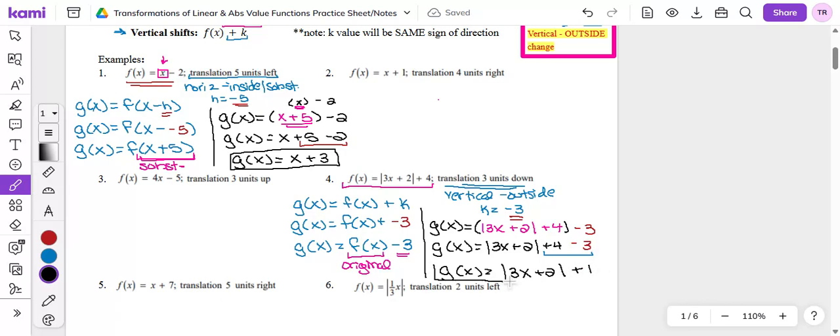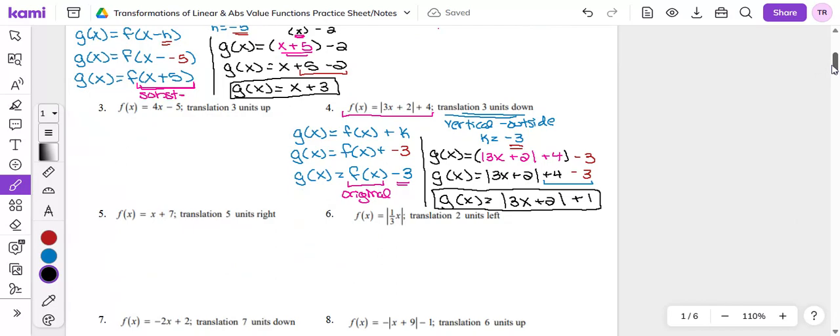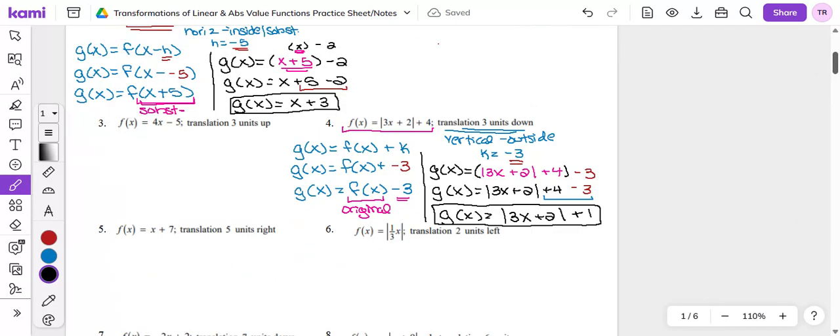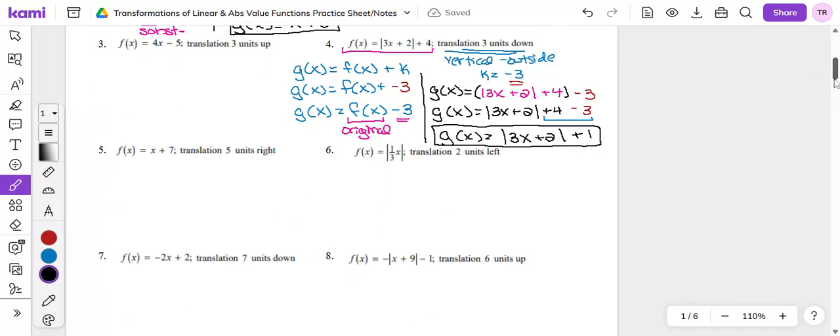Again, that would be my new function of g with my shift 3 units down. And again, if I wanted to, I could take the original and the new and plug them into Desmos, and see, does it actually move 3 units down? And I would see that yes, it does. Okay, let's try one more together, and then I will stop the video and you guys can try these problems on your own. Okay, let's try one more horizontal.